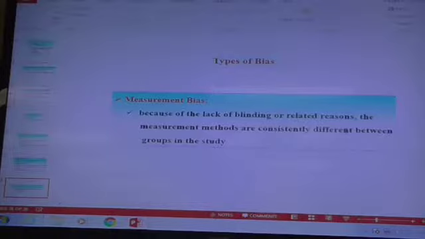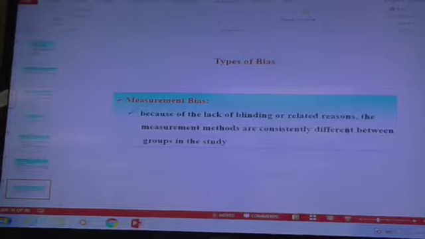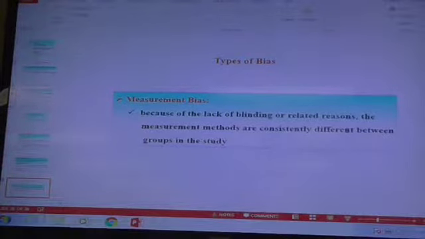Zero time means before you even start the study. Before you start the study, the two groups, study group, treatment group or exposed group and control group, are already different by something that you didn't intend to do. So that's what we call zero-time bias. So the two groups are systematically different at the beginning of the study. So any result that comes out of groups that are already different will not give you the true picture of the general population.